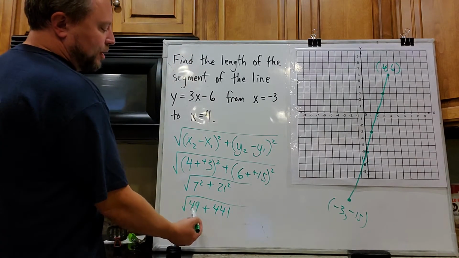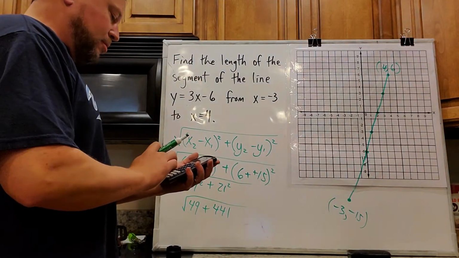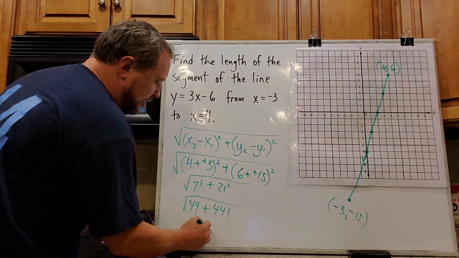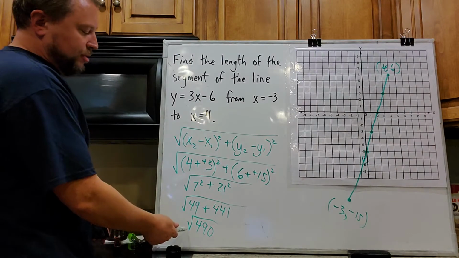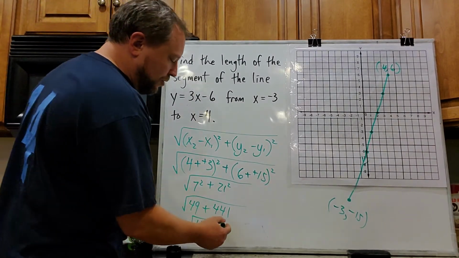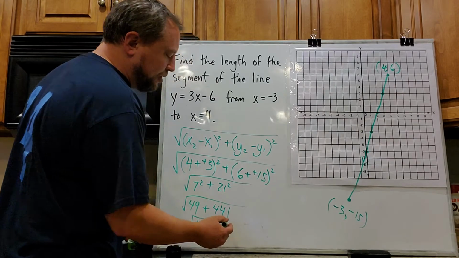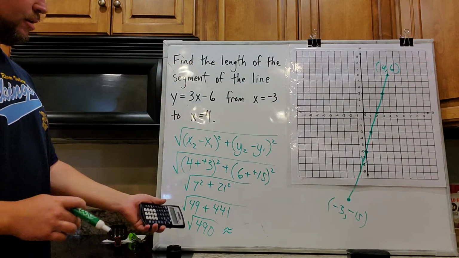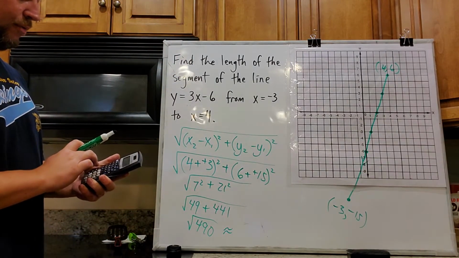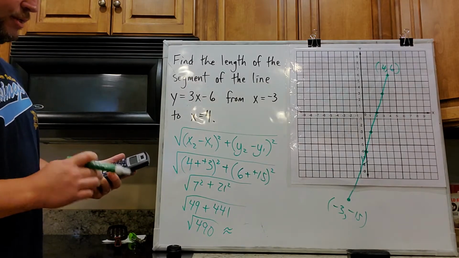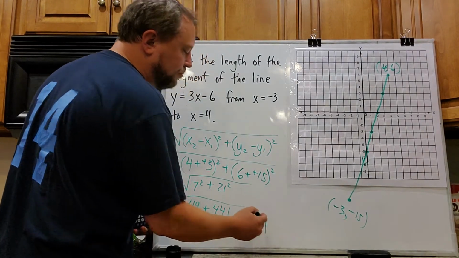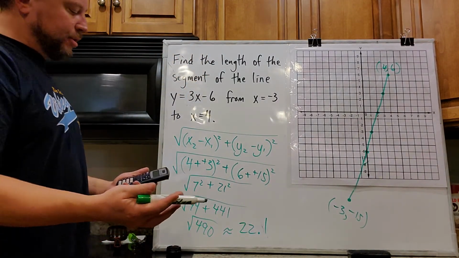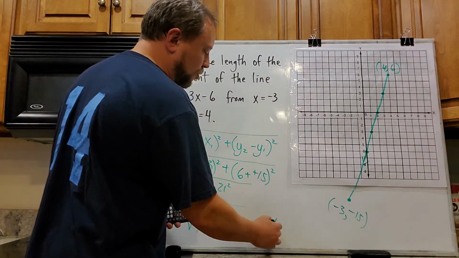Take that 441, add it to the 49. Now we're up to 490. So the length of this segment would be the square root of 490. If you want to know what that is approximately as a decimal, then punch that into your calculator. Square root of 490 is about 22.1. If you go out to the 100th, it would be 22.14.